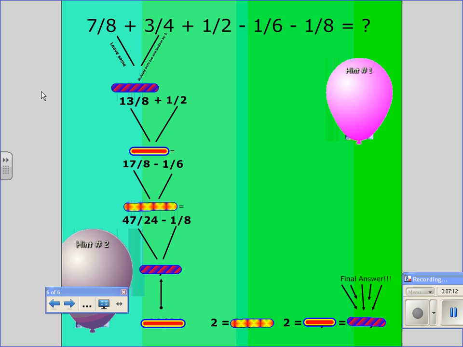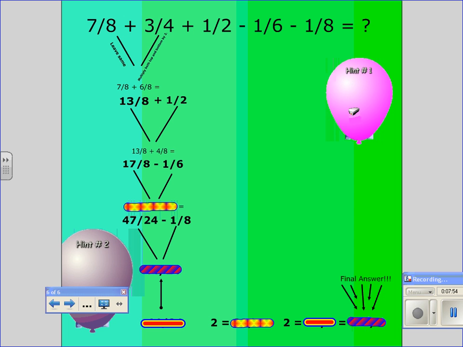Once you do that, it's going to be 7/8 plus 6/8, and that equals 13/8. Even though it's an improper fraction, you want to leave it because the equation is not over yet. Next, now you're going to have to add the second part of the equation, which is 1/2. So it's going to be 13/8 plus 4/8, and that equals 17/8. Again, it's an improper fraction, but it's okay because the equation isn't over yet. Next, you're going to minus 1/6.